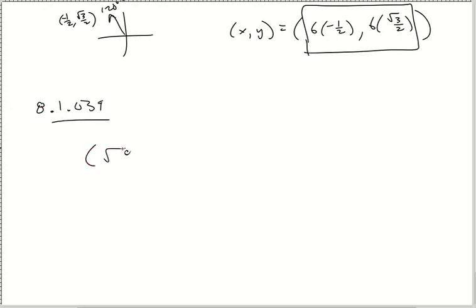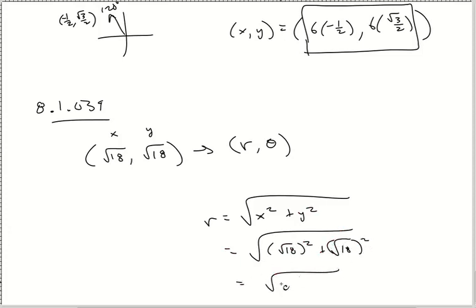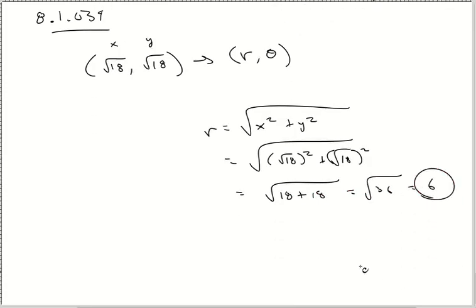81039. I've got the square root of 18, comma the square root of 18, and they're calling this x and y. They want to convert this over to r theta. Again, this is just going to be a formula. I'm going to use Pythagorean theorem, so r is equal to the square root of x squared plus y squared. So the square root of the square root of 18 squared plus the square root of 18 squared. So weird. So basically 18 plus 18, that's going to be 36. Square root of 36 is a 6. So we got our r.